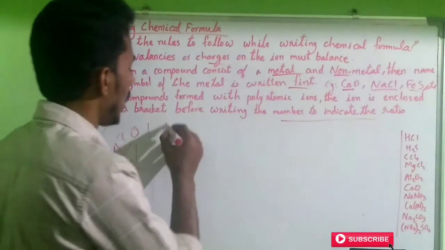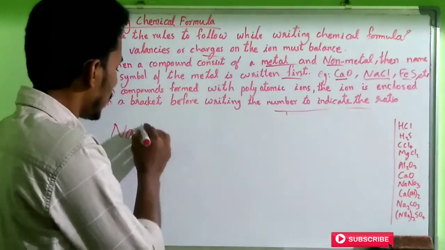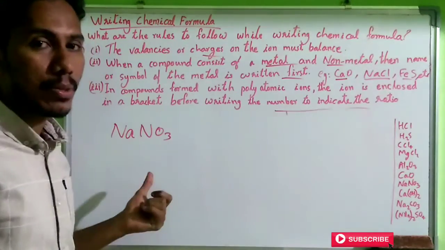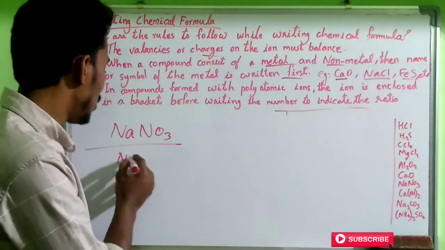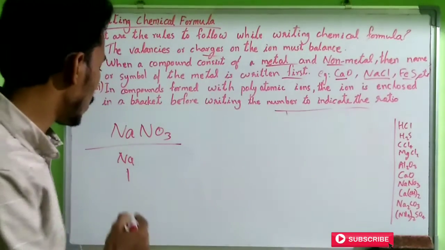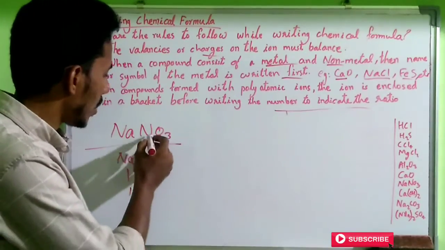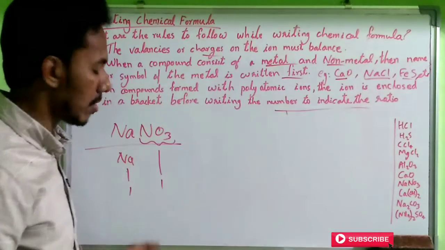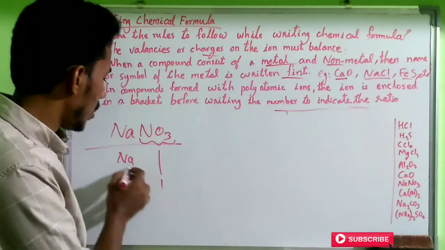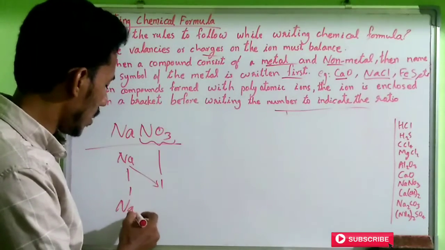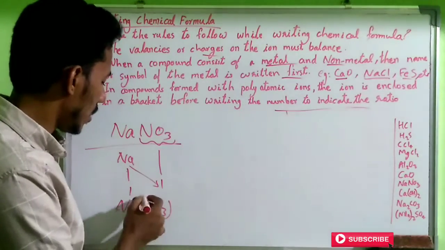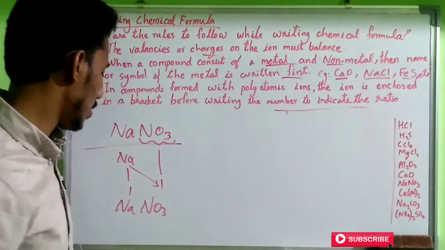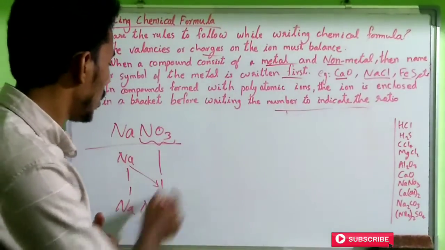CaO. Next one. NaNO3. First you have to write the valency of sodium. Sodium valency is 1. Then NO3. Valency of NO3 is minus 1. So 1. So interchange these two. Na1, NO3 1. But you need not write the 1. So NaNO3.